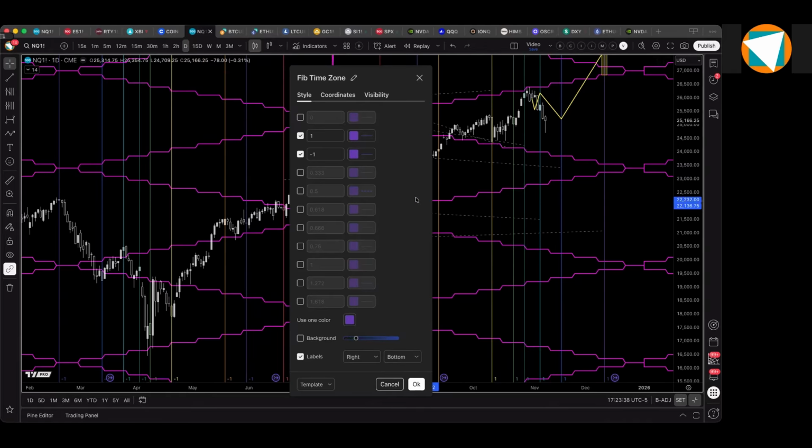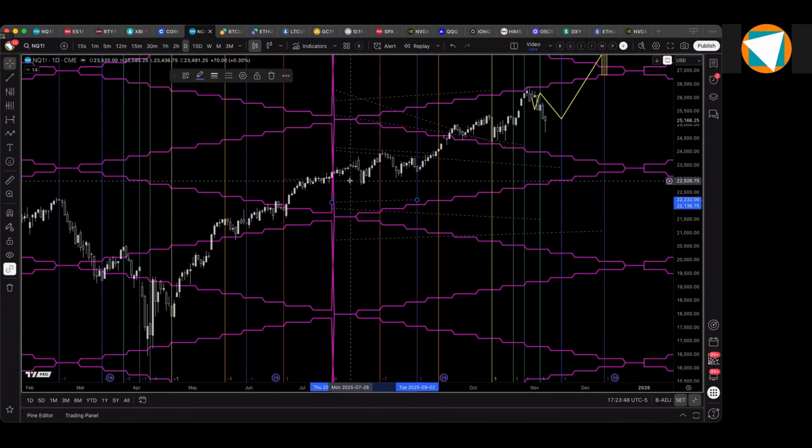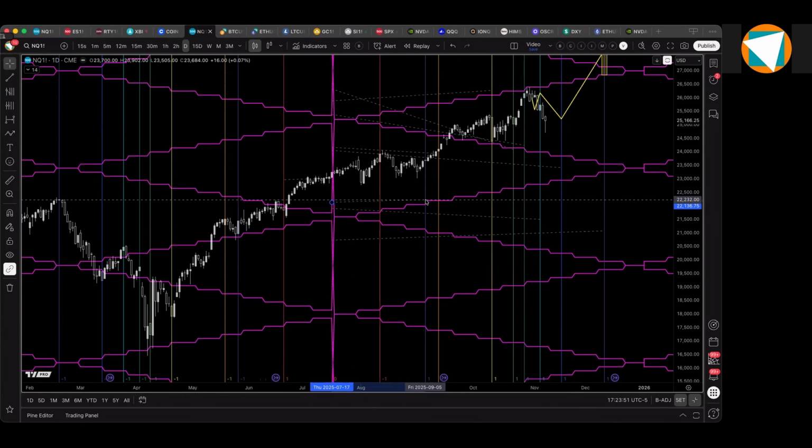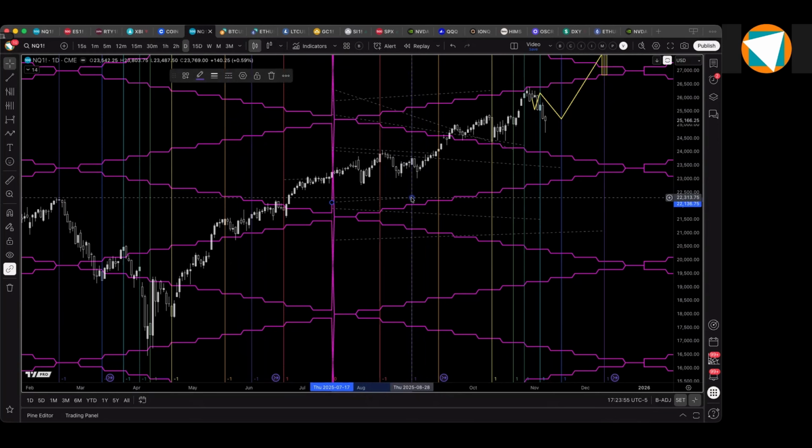And the reason it's doing that is because we've got it set to +1 and -1. So as long as we start measuring the Fib time zone from the center symmetry point, we will see it expand and contract like this with an equal bar count. So that's a very nice upgrade to how to use symmetry.